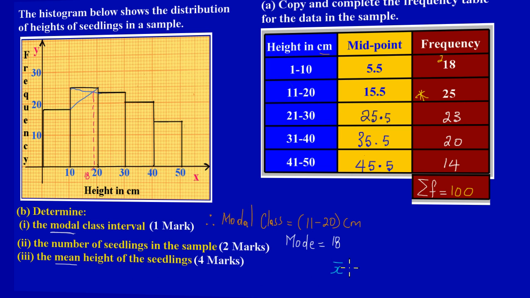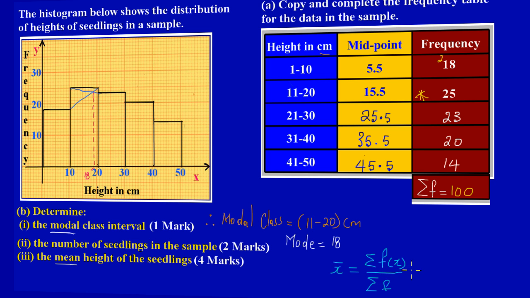So we can say the mean height of the seedlings is equal to the sum of f of x, which I'll be explaining to you in a short while, divided by the sum of f.